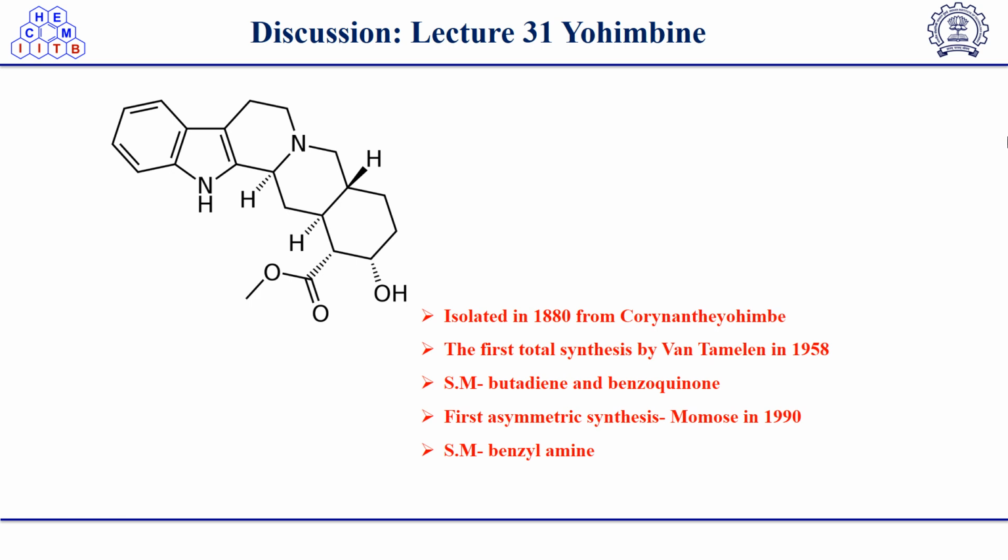Now, in the Momos total synthesis, which was completed in 1990, which was the first formal asymmetric total synthesis, the key steps included were asymmetric intramolecular Michael reaction, and the starting material used was benzylamine. And he could complete this total synthesis in 13 linear steps with a 25.6 percentage of overall yield.